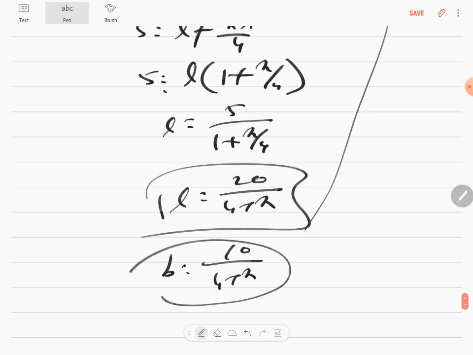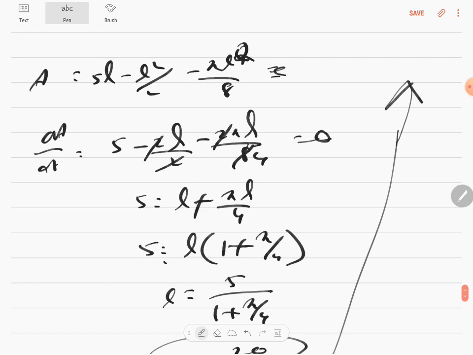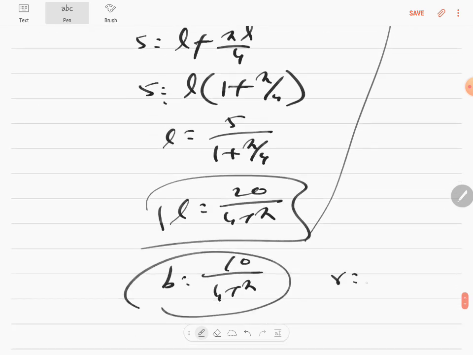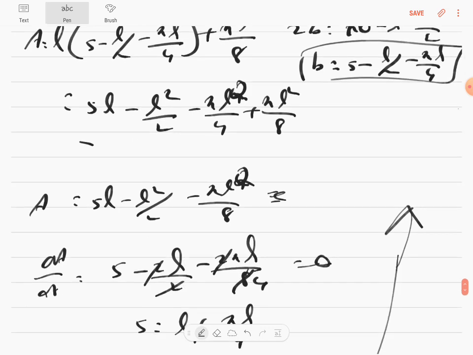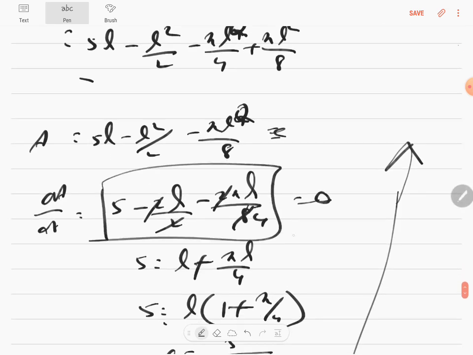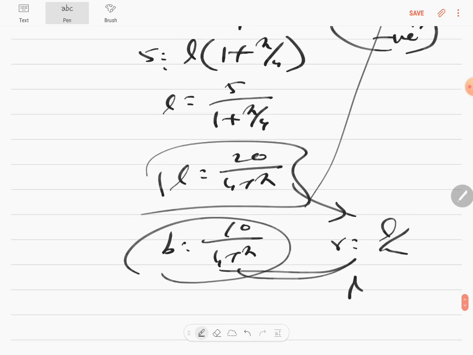So thus you get the dimensions, and you can also substitute them in the question and verify. You can find the radius also, which is L by 2, and so the breadth and the radius will be the same. To find whether it's maximum or minimum, you take the differentiated value and differentiate it once again. It will become minus 1 minus pi by 4, which is negative. So the answer is maxima. The verification was easy in this.